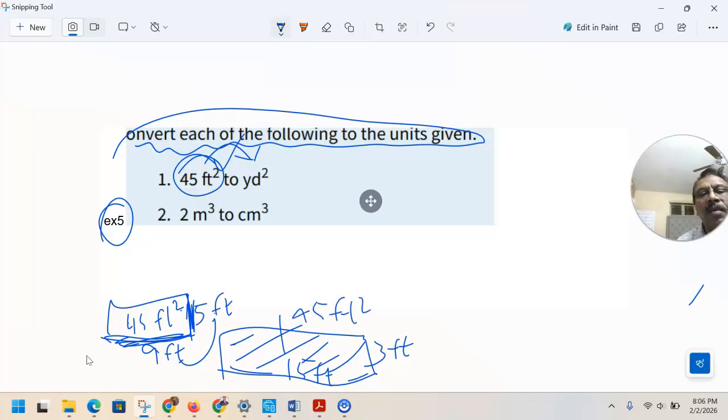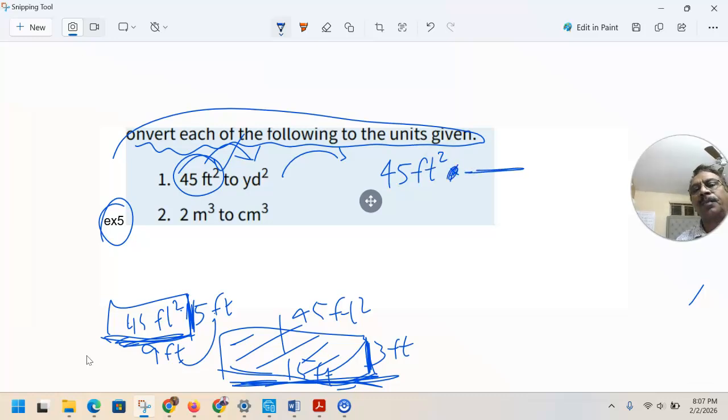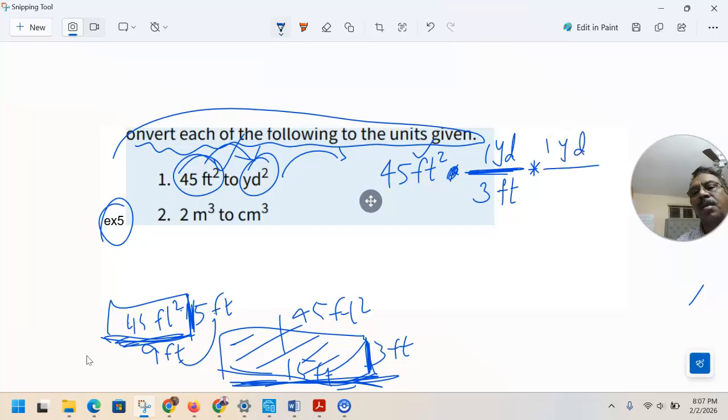Now we need to convert this into, that means each of these feet, the length and the width, let's see. So I'm going to start with 45 feet, and it is square, right? So we first will try to change each of these feet into how many yards. So we write the feet in the denominator, and you know to change to yards, 1 yard is 3 feet. And then you have to do one more rate, you have to multiply. Again, 1 yard is 3 feet. So this is what is needed.